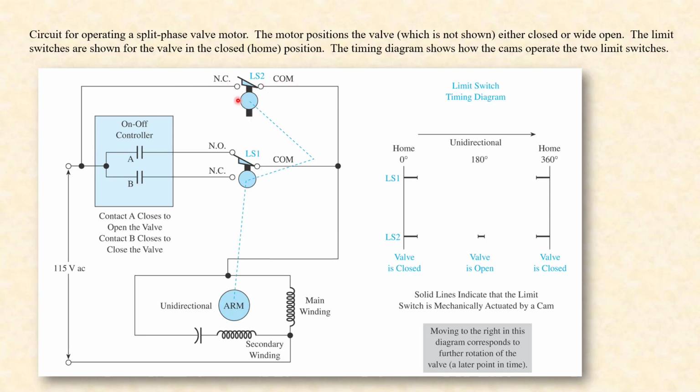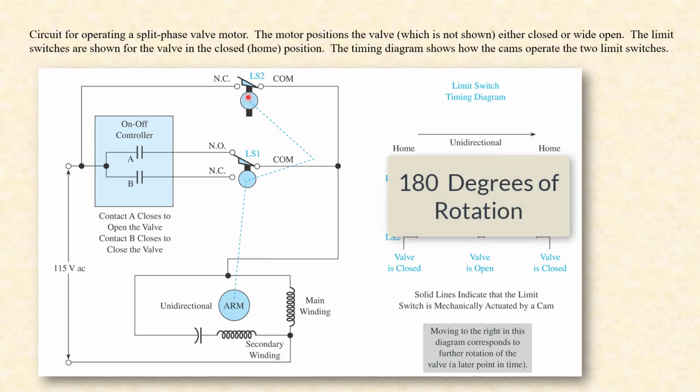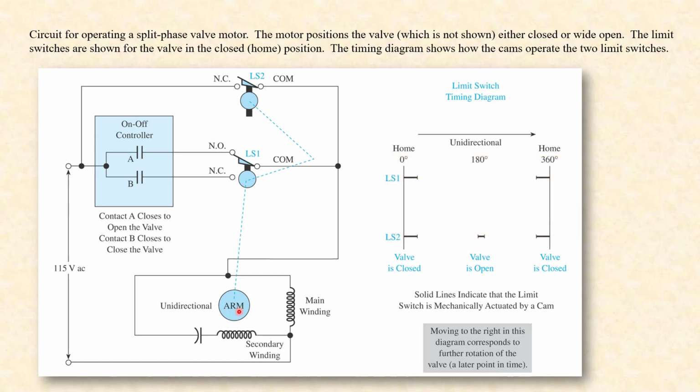So this kind of serves as a latch or seal-in, and the motor continues to run until this one comes around and opens this back up again. So we're looking at a 180-degree rotation. After 180 degrees, this opens up again and stops. Well, that's where the valve's fully open at 180 degrees.